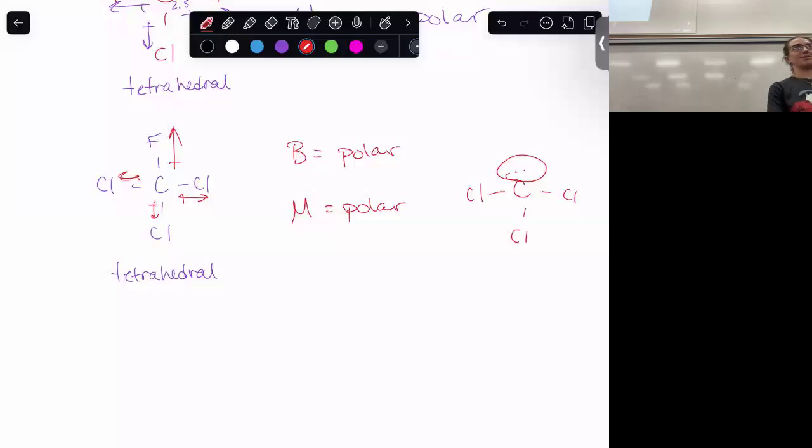Like 95% of the time, yes. I will show you two cases where you'll have a lone pair, but a nonpolar molecule. But most of the time, yes, if there's a lone pair, you can assume that it is going to be polar. In this case, your electron domain geometry is tetrahedral.